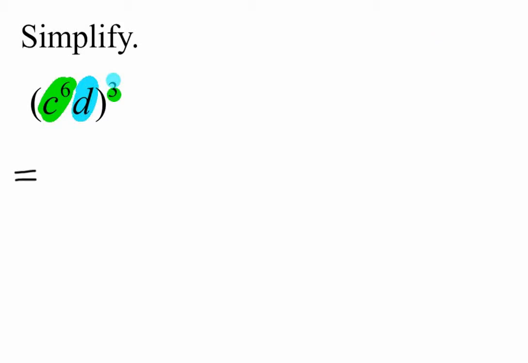And so we're going to have some green stuff, we're going to have some blue stuff, and now the nested powers law, because that's what we have here, says to keep the base the same and multiply the exponents. And so we'll have c to the exponent 18. And then for the d part, don't forget there is an exponent 1 right here that goes along with the d. And so 1 times 3, we end up with d cubed.